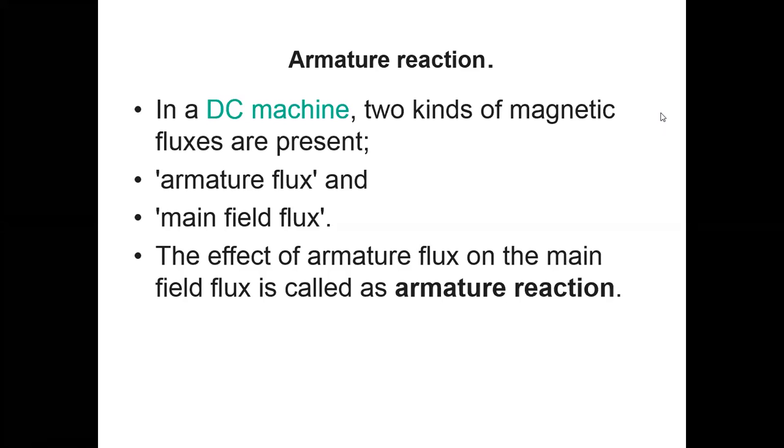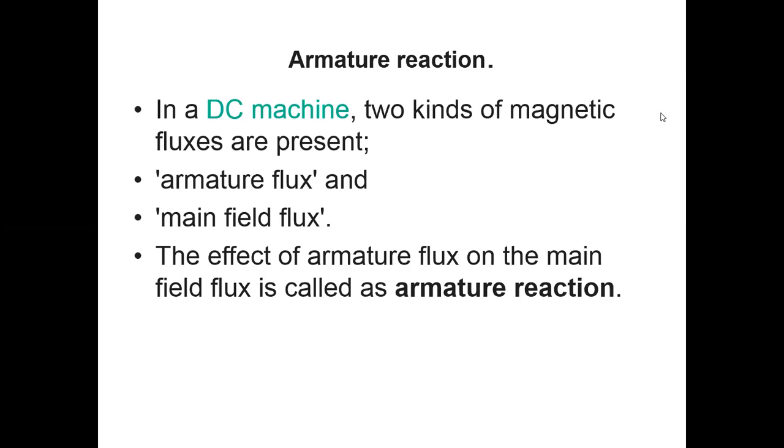I already told you, whenever a DC generator produces a voltage, a current will flow through the closed conductors. That current produces a flux, which is called armature flux. The effect of the armature flux on the main field flux is called armature reaction.